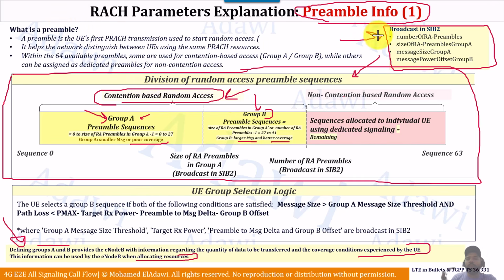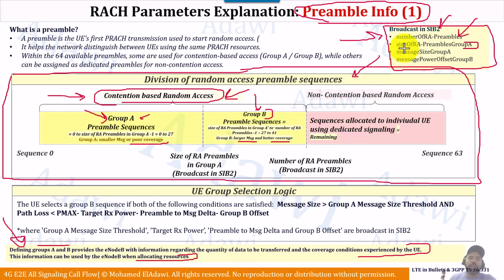So if you look into this broadcast system information block type 2, the first parameter is telling him, for example, what is the number of random access preambles. This tells him what is the total number of random access preambles used for the contention based. I will show you a practical example with the exact numbers in the next slide, but this is just a quick definition.